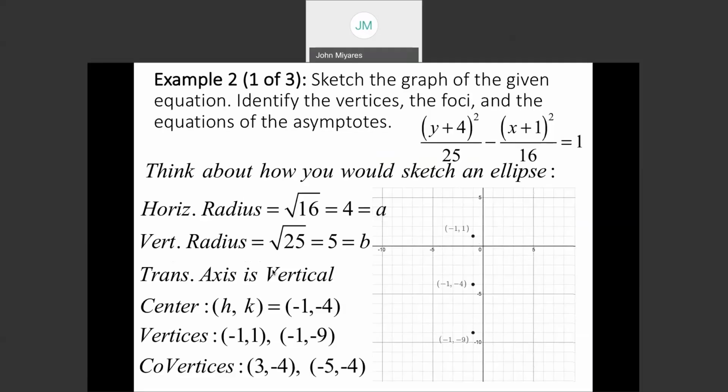The co-vertices, which we'll need to plot in order to sketch our box and draw in our asymptotes, are going to be 4 units to the left and to the right of the center point because our a value, the horizontal radius, is 4. That's going to place these points at (3, -4) and (-5, -4), as shown here.